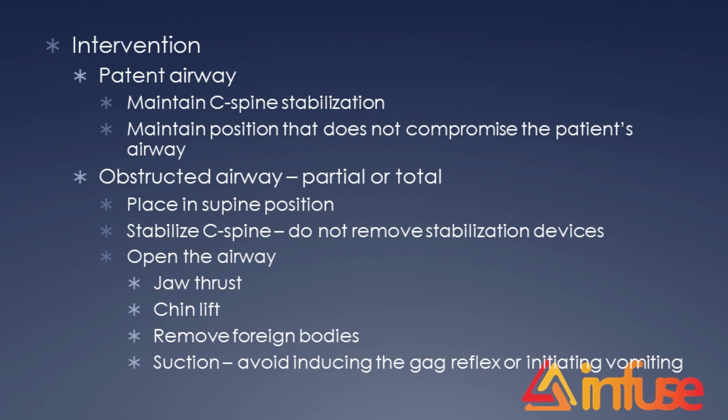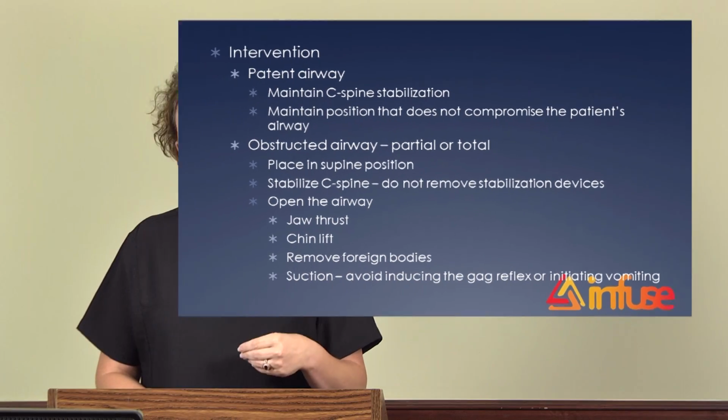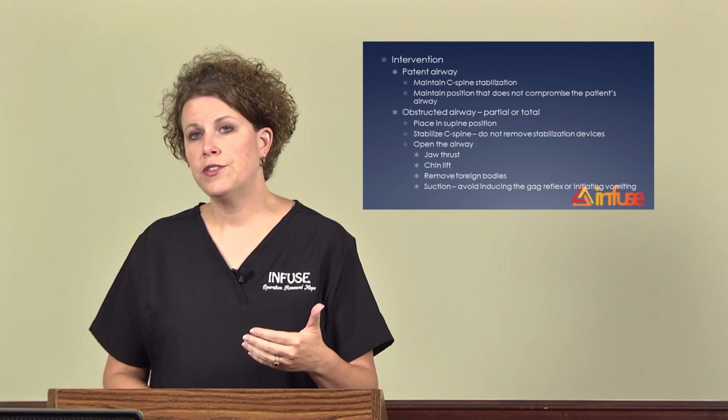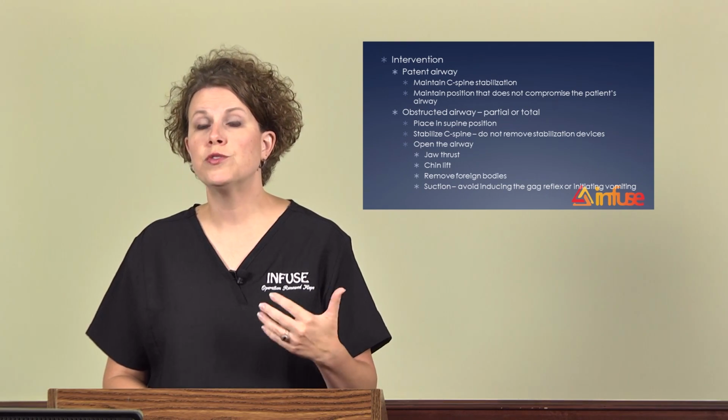If I can see the obstruction, then I can reach in and remove that obstruction. If I can't see it, then we may have to move on to more invasive procedures to be able to look further down into the airway. So with positioning the airway, jaw thrust, chin lift, we are able to look and see what is there. If the obstruction is secretions, then we can use suctioning to help remove those secretions. With suctioning, we want to make sure that we don't induce the gag reflex. If we induce their gag reflex, then we may produce more secretions.